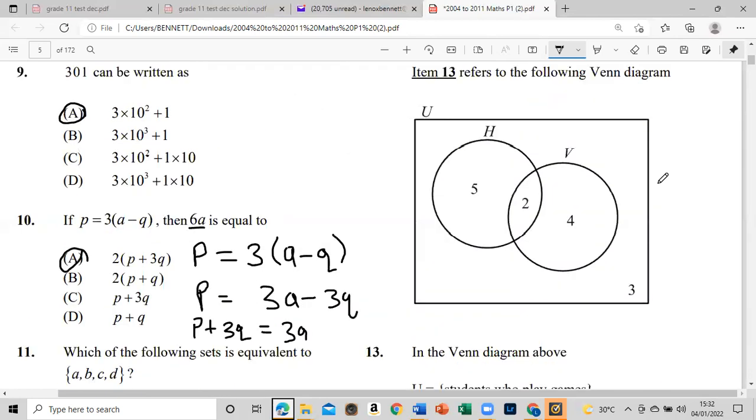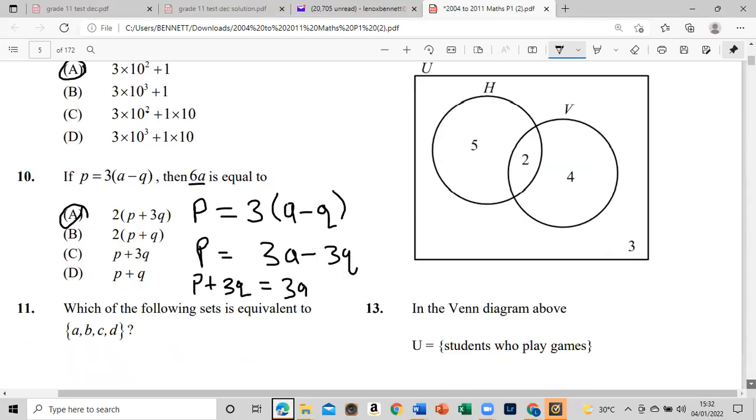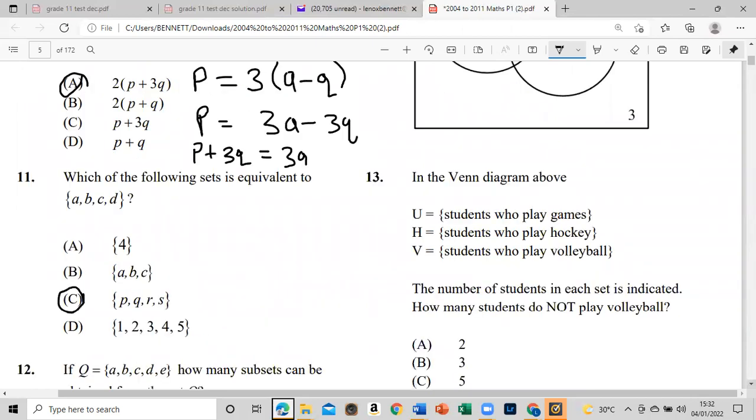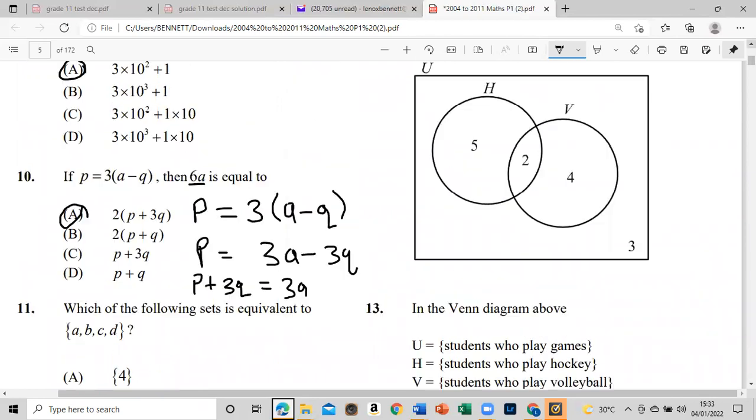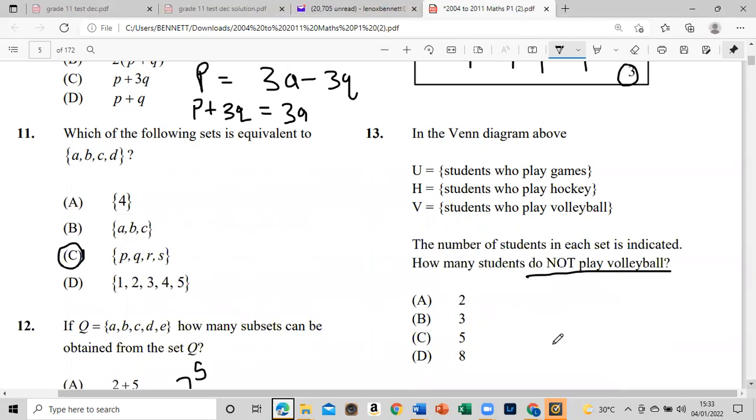All right, 13 refers to the diagram. The number of students in each set is indicated. How many students do not play volleyball? So volleyball is represented by what? These two here mean they play volleyball or hockey, right? And this is volleyball only. So they asked us for not, so it would be outside the circle, into this three right here. So there are 3 who play no game at all. It will be 3 plus 5, that is 8. Our answer for that.